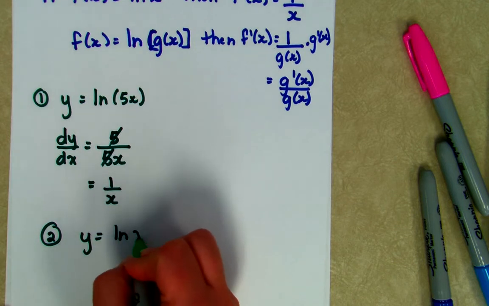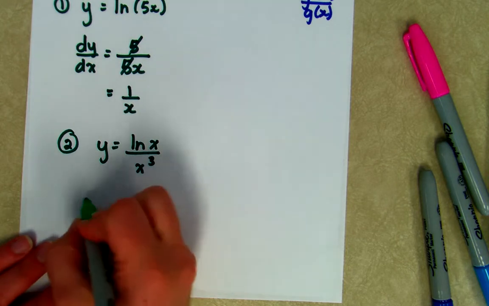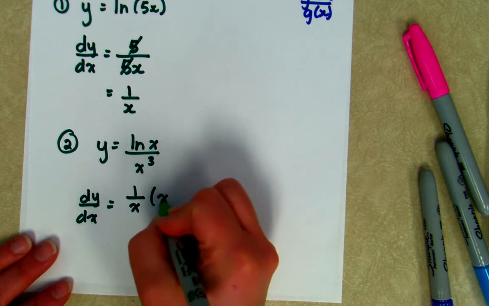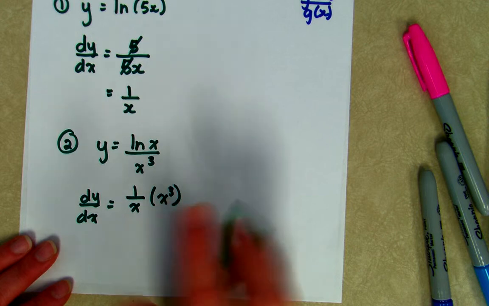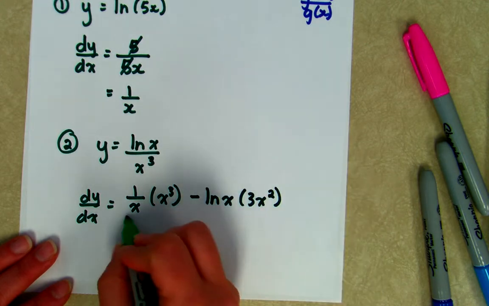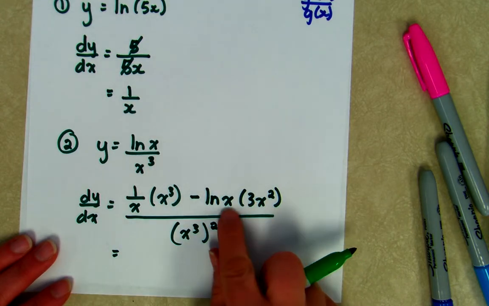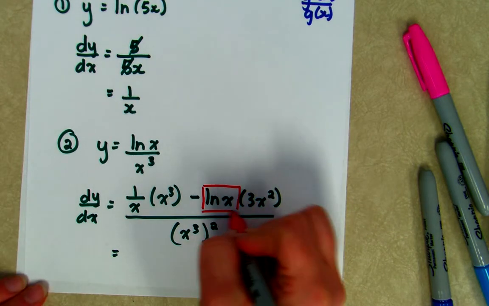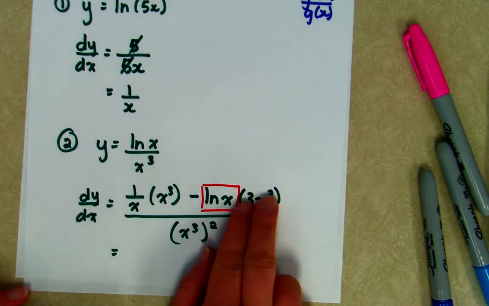y equals ln x all over x cubed. This is a quotient, so we have to go back to our quotient rule. So dy/dx is the derivative of the top times the bottom. The top is ln x. The derivative of ln x is 1 over x, times the bottom, minus the top times the derivative of the bottom, all over the bottom squared. Here's where you have to be careful though. I can't multiply this x and this 3x squared. This is similar to when we were doing our trig work, that x is part of the ln. It's locked with it. This 3x squared isn't, so I can't put them together.